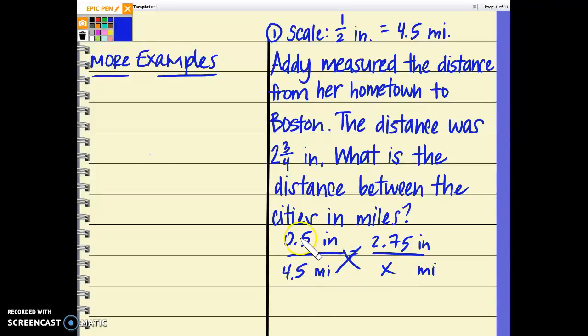So we cross multiply. So 0.5 times x is 0.5x. And then 4.5 times 2.75 gives you 12.375. To get x by itself here, we will divide by 0.5. That cancels. We get x equals 24.75 miles.